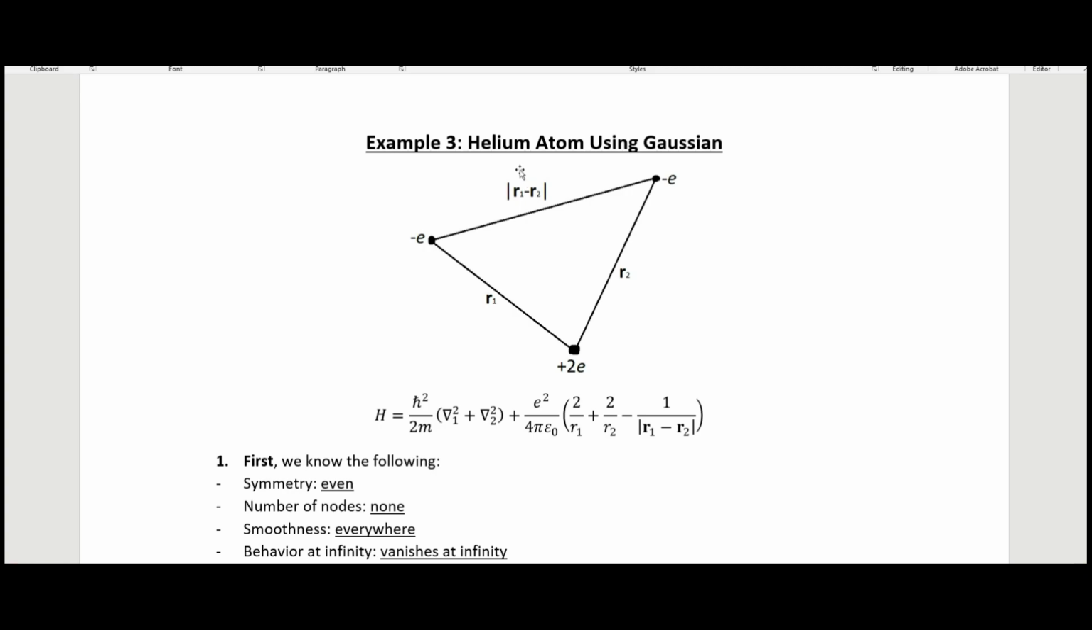All right, so we're looking at the helium atom, and we're going to be using the Gaussian test function. But the first thing to notice, as I said, is that we have three particles here. I have this right here, which is our +2e, where e is just the charge, and that's the nucleus. Then we have these two electrons that are also interacting with each other. So r1 is the distance from one electron to the nucleus, r2 is the distance of the other electron to the nucleus, and then we have this r1 minus r2 right here, which is the distance between the two electrons.